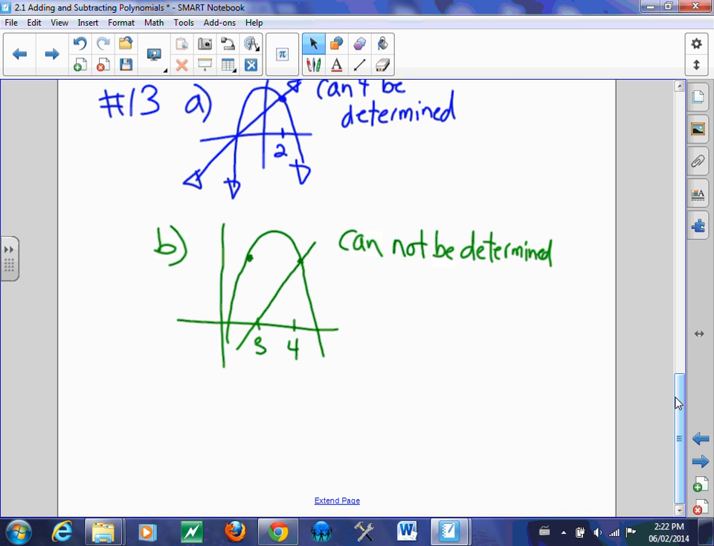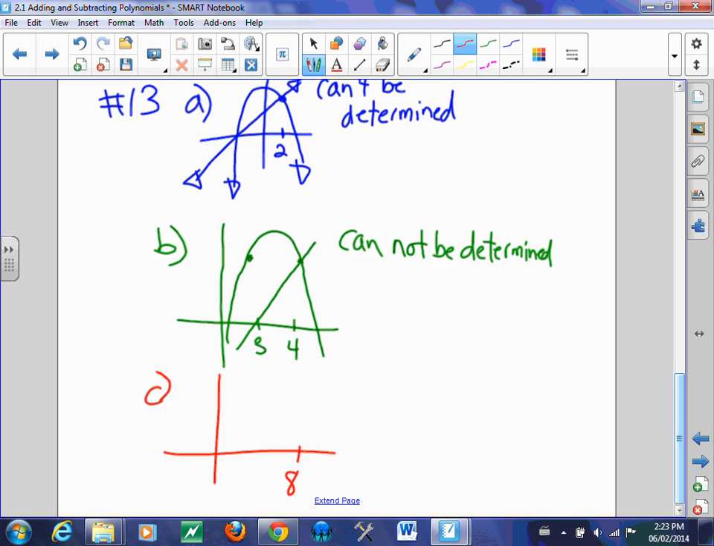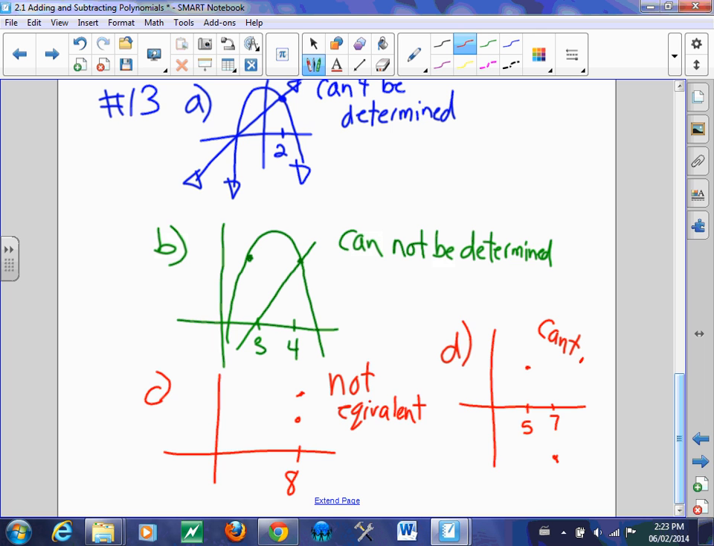For C, ladies and gentlemen, you've got this expression. For example, if I put 8 down here and I put 2 dots here, ladies and gentlemen, this is an example where it's not equivalent. Okay. For D, ladies and gentlemen, just do it here. If you've got 5 being up here and 7 being down here, this cannot be determined either. And again, it'll make more sense once you've read the question.